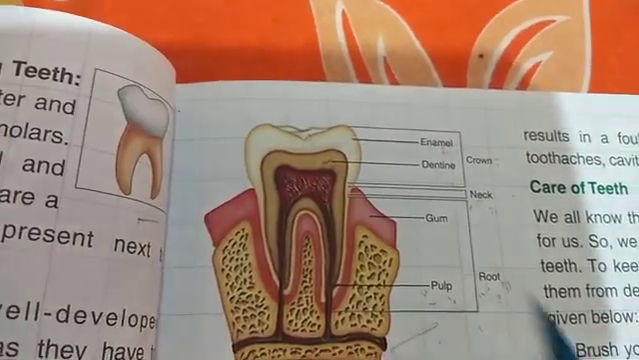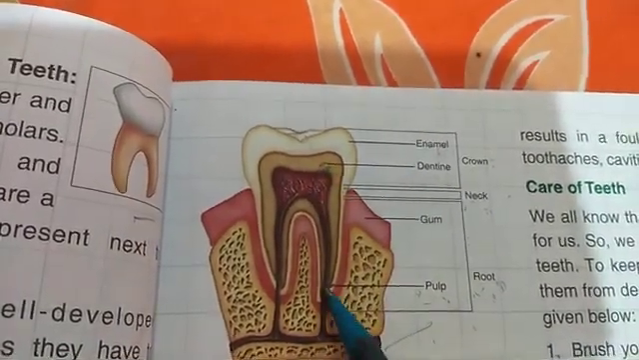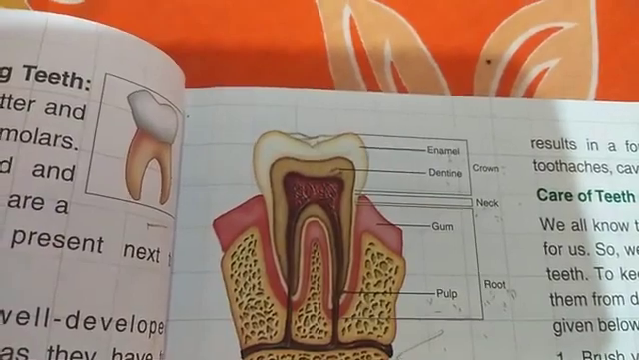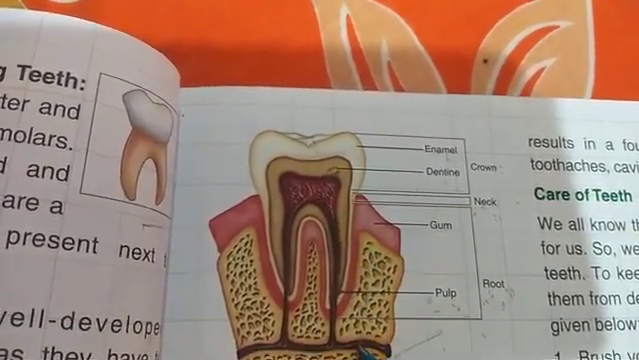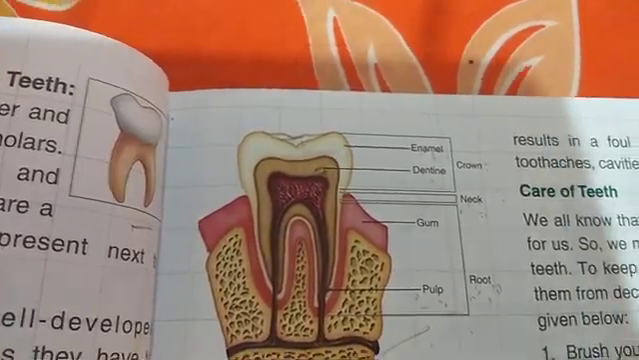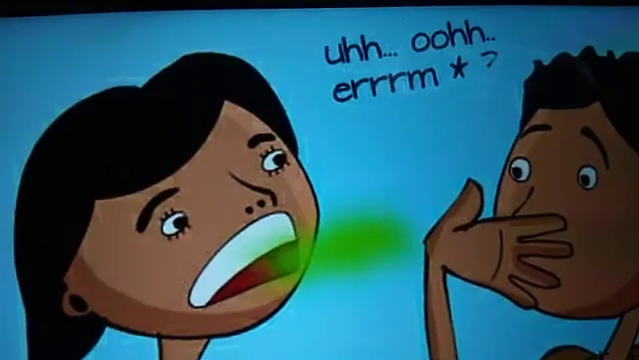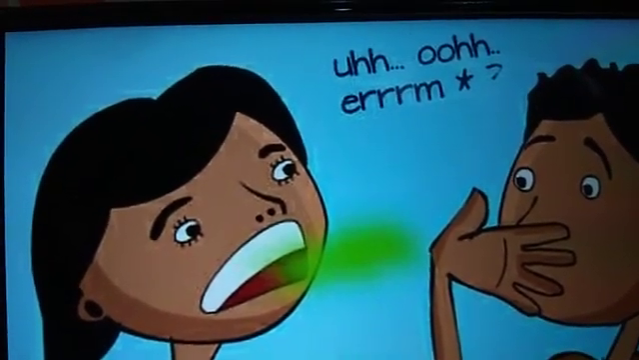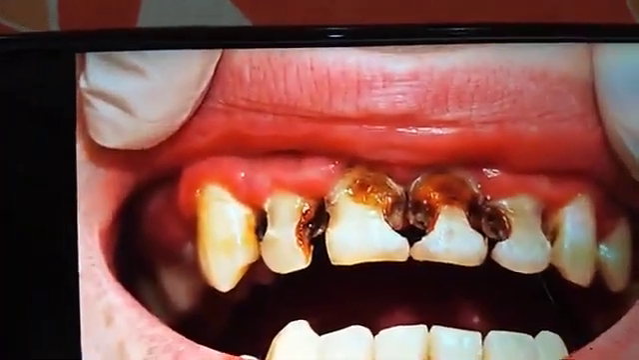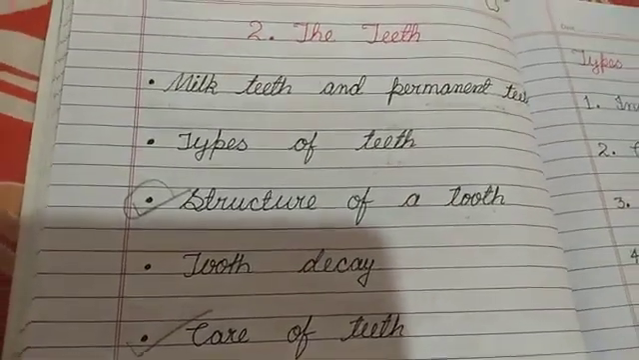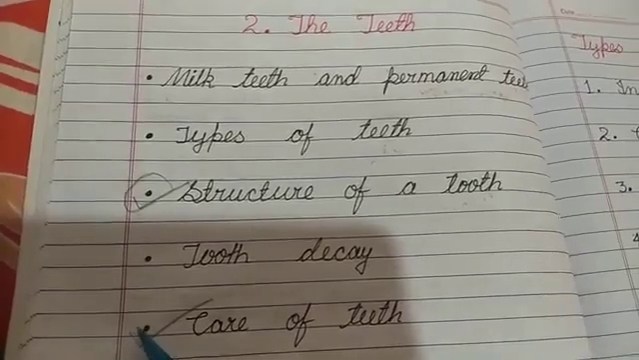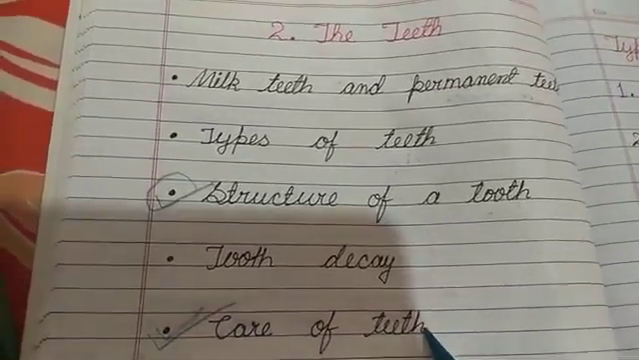Then they infect the dentine and pulp. When the bacterial infection reaches the nerves inside the pulp, it causes pain. Tooth decay results in a foul smell from the mouth, toothaches, cavities, and indigestion. Now, the last topic of this chapter is care of teeth.